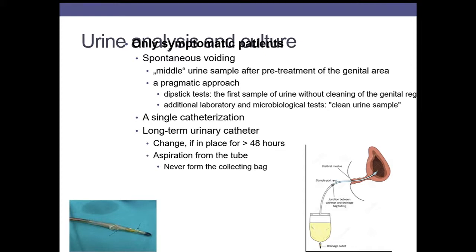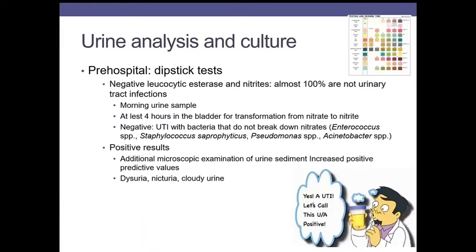If it's not possible to get the sample with spontaneous voiding, you can use single catheterization. And as I have already told you, when you have a patient with a long-term urinary catheter, change it if it's in place for more than 48 hours. Aspirate it from the tube, never from the bag, because in the bag you have whatever you want to find.